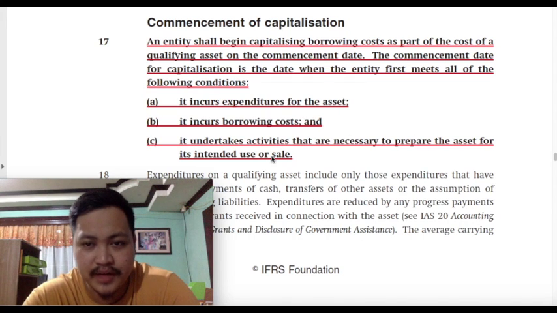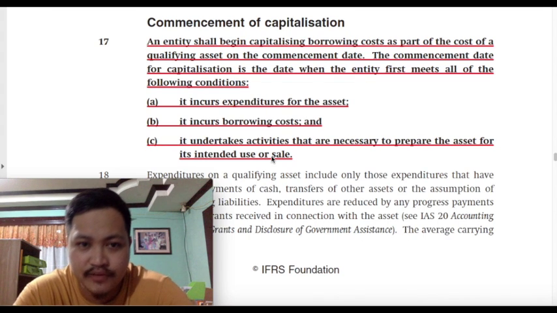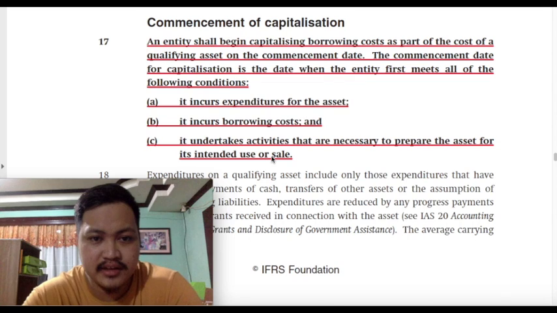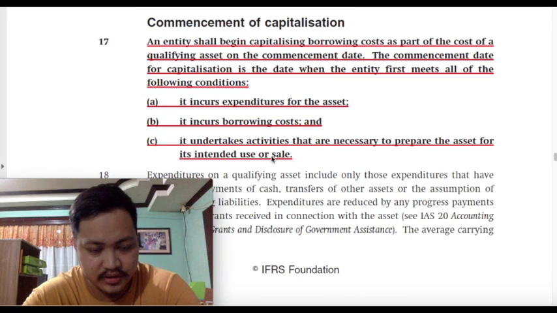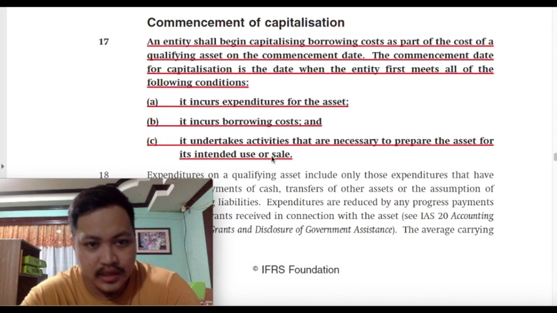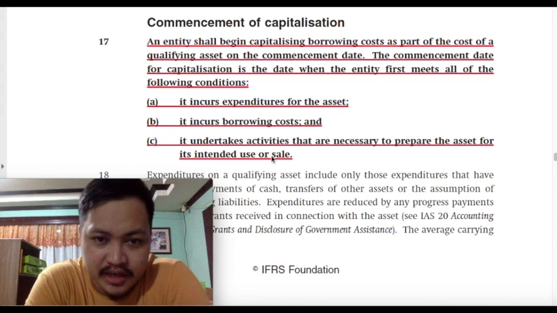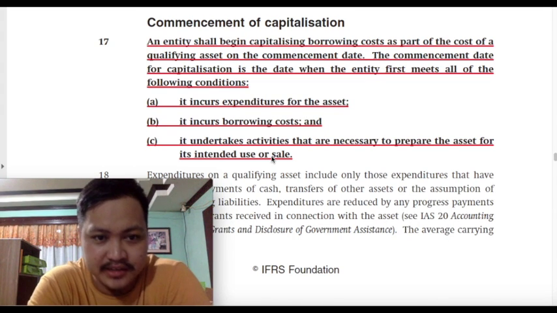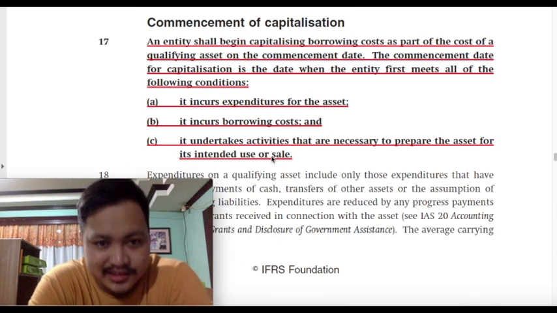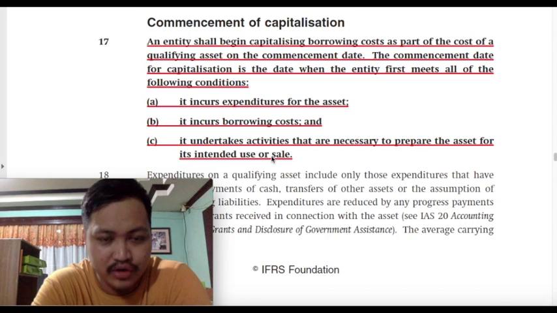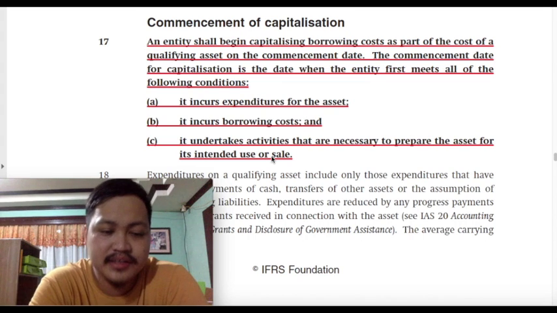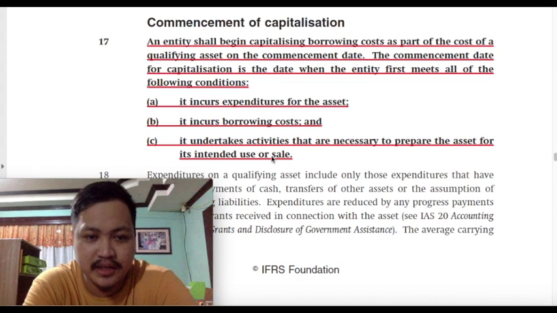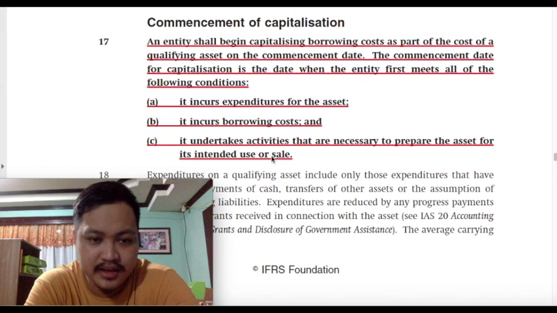So the standard further provides that the commencement date for capitalization is the date when the entity first meets all of the following conditions. These are enumerated not in the alternative, class, but these items must exist altogether for you to start capitalizing your borrowing cost. Letter A, the entity must have started spending for the asset. It incurs expenditures for the asset. Letter B, it has incurred borrowing cost, because there will be nothing to capitalize, class, if there is no borrowing cost yet. Third, it has already started the production or construction process related to your qualifying asset.